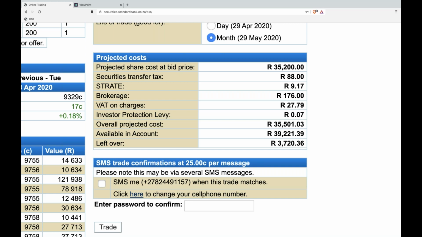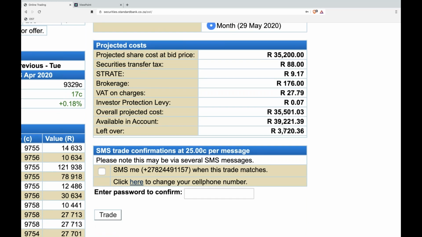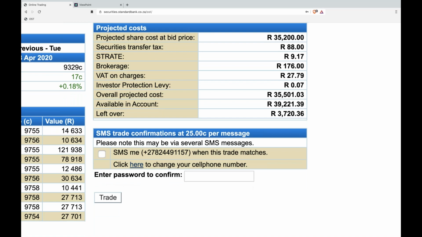Overall projected cost, 35,501 Rand and 3 cents. Quick back of matchbox, what we can see is that's 301 Rand and 3 cents, so a little under 1% of the total is in terms of costs, and then available in account, so then money left over. I then say, do I want an SMS when this trade matches?